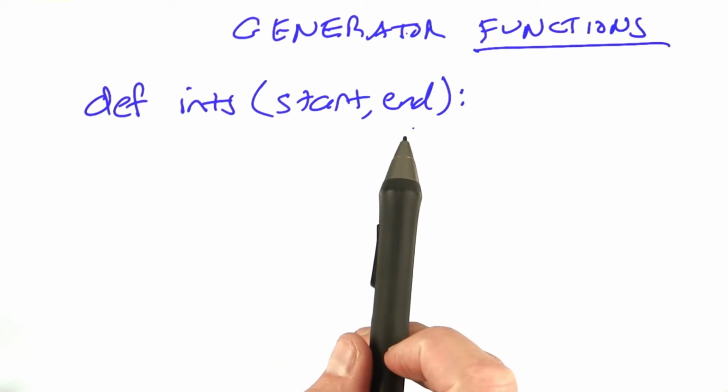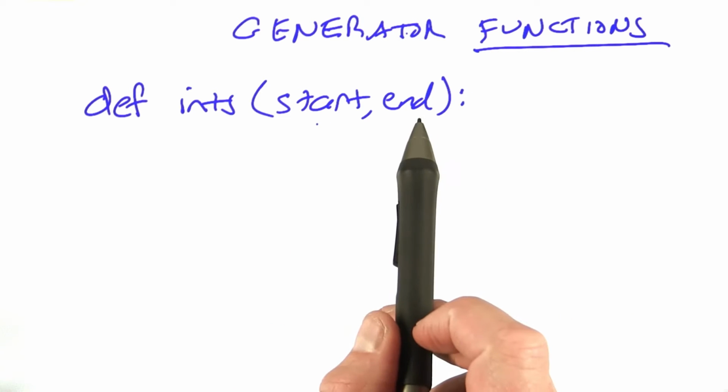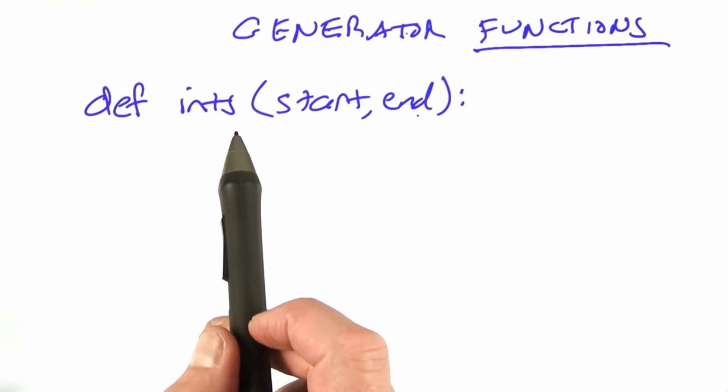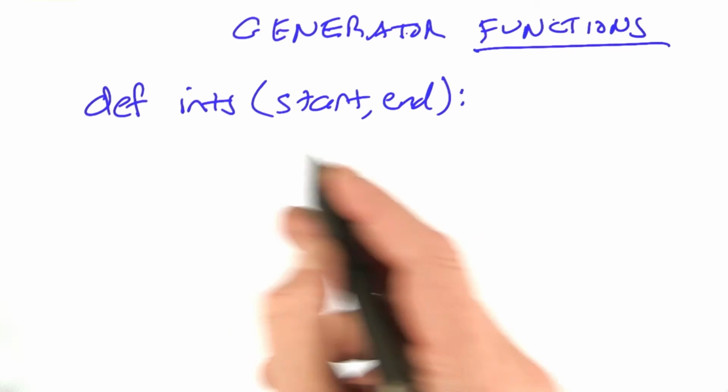Range is a great function, but sometimes it's annoying because you really don't want to go to one less than the end. You want to go up all the way to the end. So that's what ints is going to do. And I'm going to implement it as a generator function.